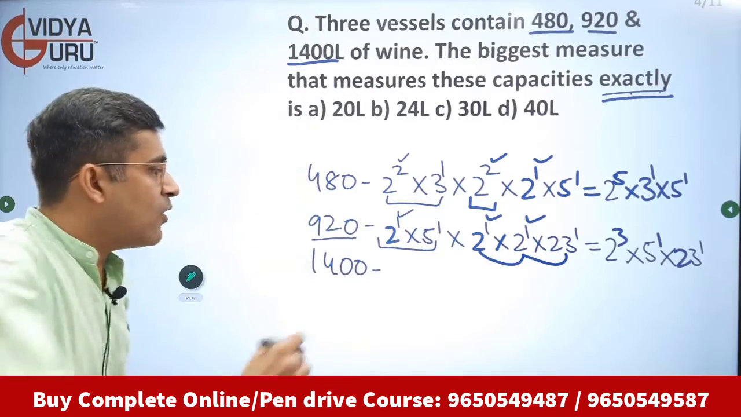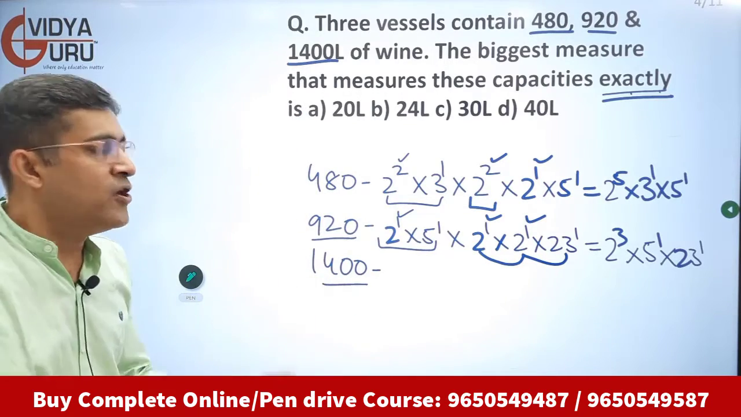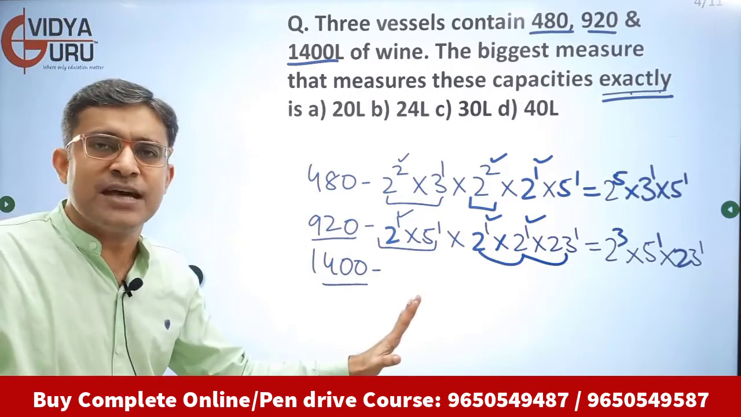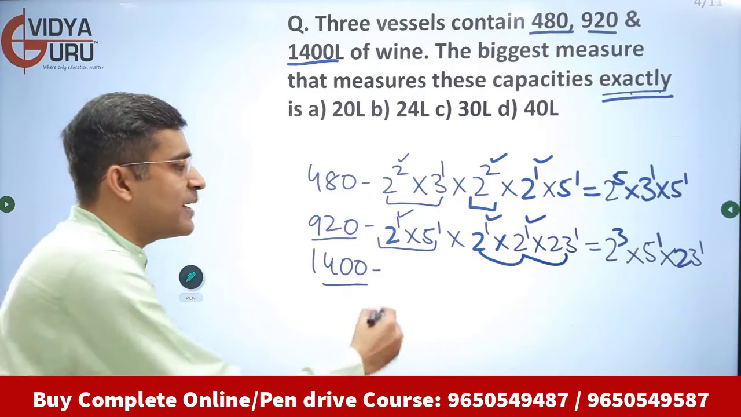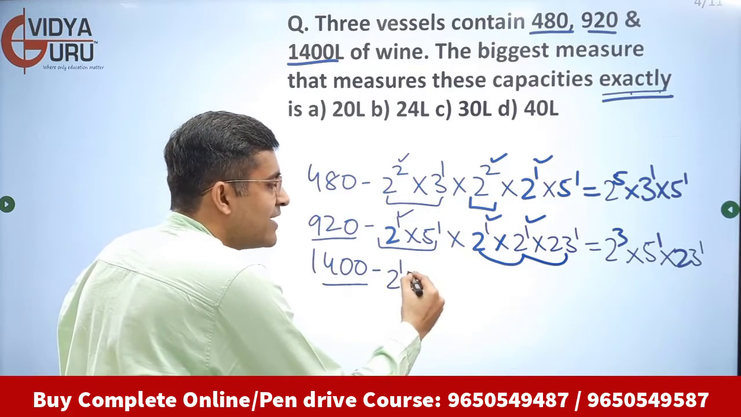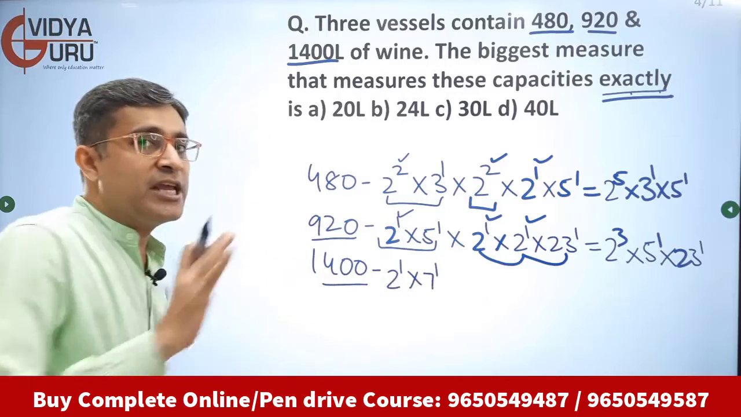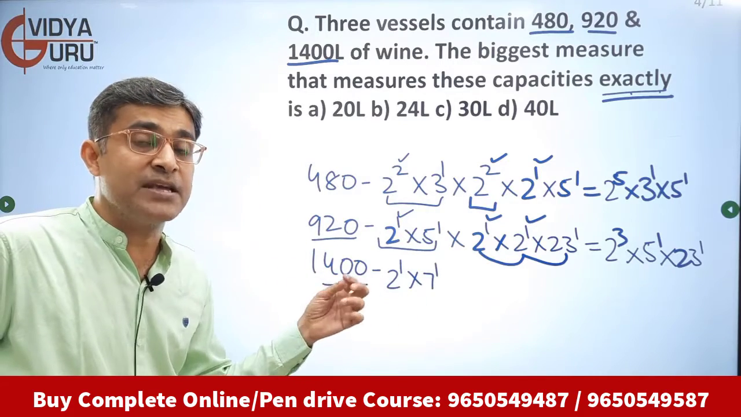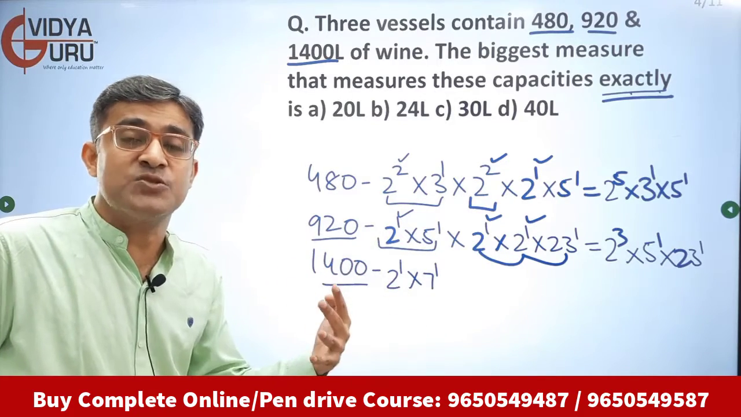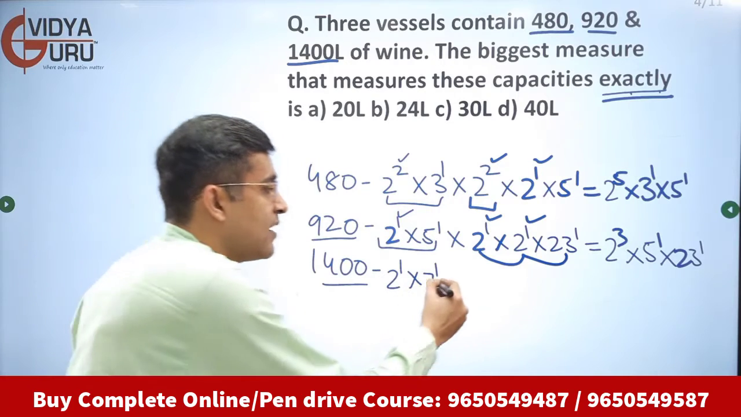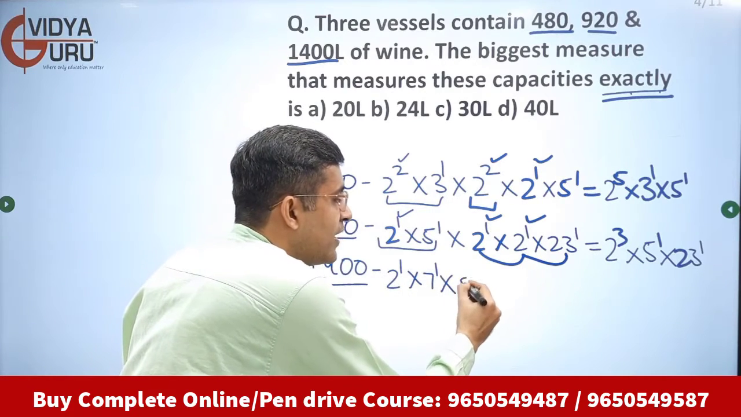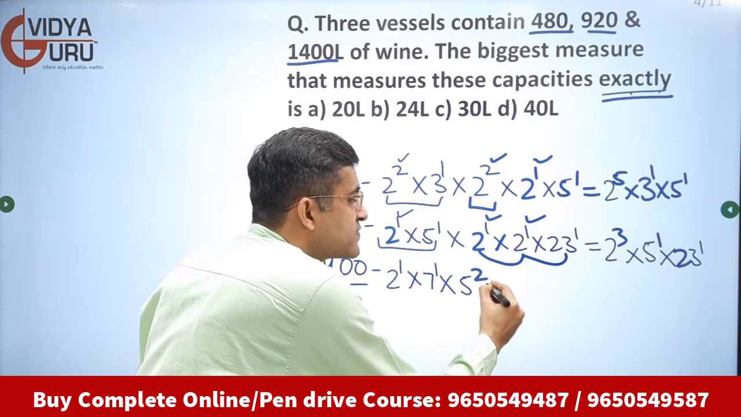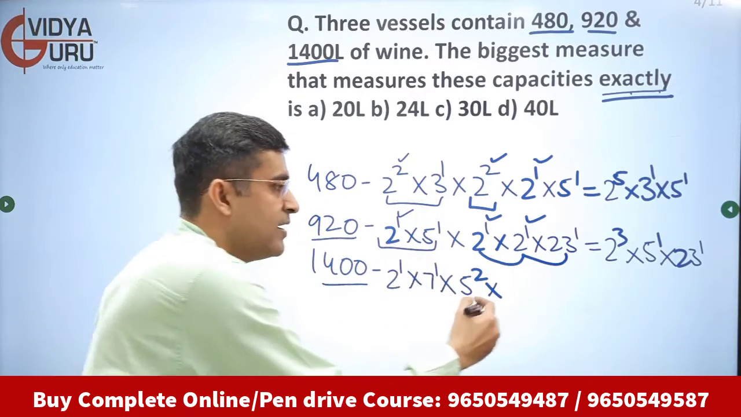Sure. Now let's do the same thing for 1400. 2 sevens are 14. That is the first thing that comes to my mind. So 2 sevens are 14. 14 into 100. Now this time it is 14 into 100. 100 is what? 25 fours are 100. So 25, that means 5 square.